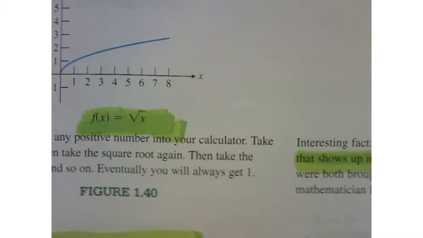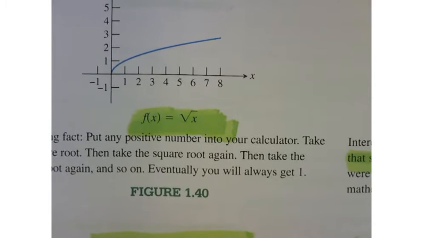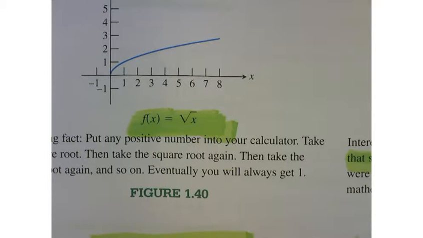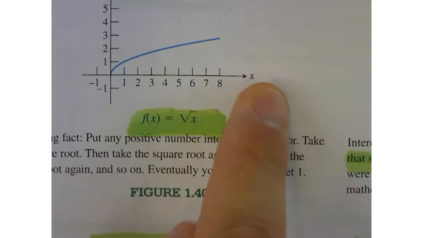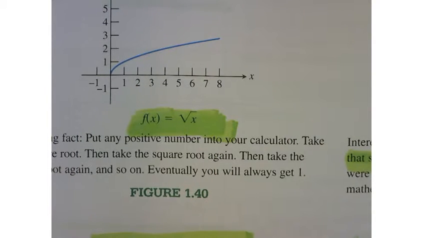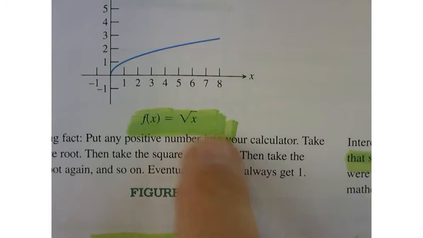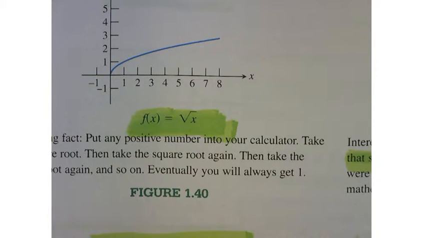Square root function, what's the domain on that? Well, it's from 0 to positive infinity. So that's not all real numbers. I can't put in a negative. So the first one is the square root function. All right, let's keep going.